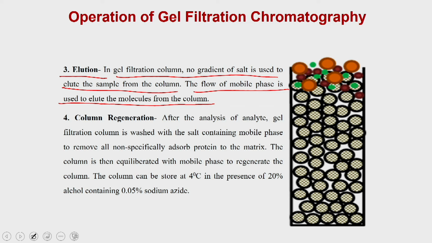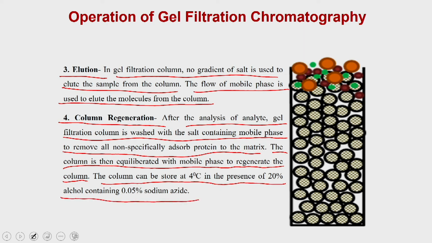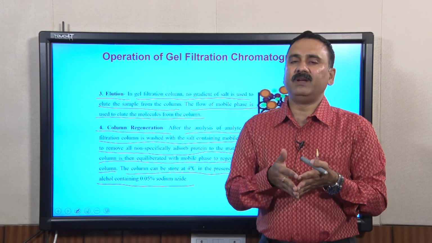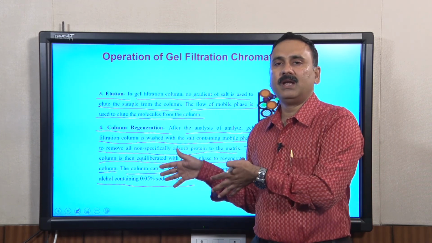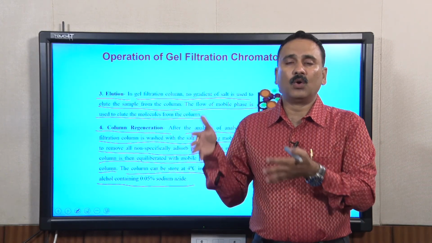Once you are done with the elution, you have to do a regeneration. After the analysis of the analyte, the gel filtration column is washed with a salt-containing mobile phase to remove all non-specifically adsorbed protein from the matrix. The column is then equilibrated with the mobile phase to regenerate it. The column can be stored at 4 degrees in the presence of 20% alcohol containing 0.05% sodium azide. Just as we discussed for ion exchange chromatography and hydrophobic interaction chromatography, the column is always stored in 20% alcohol containing 0.05% azide, so that you will not see a growth of bacteria.